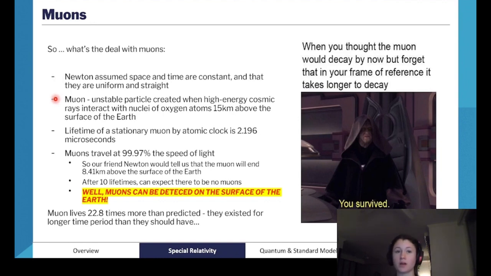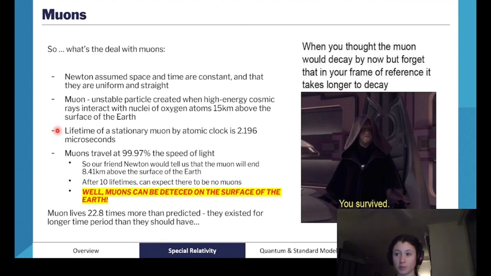Muons are an unstable particle. They're a very, very small particle. We actually learn more about what muons are when we get into the standard model. But they're an unstable particle created when high energy cosmic rays interact with the nuclei of oxygen atoms 15 kilometers above the surface of the Earth. And they have a very, very small lifetime, about 2.196 microseconds.